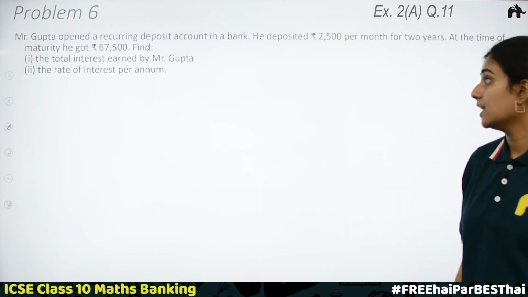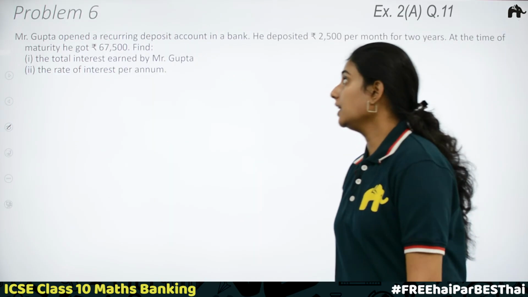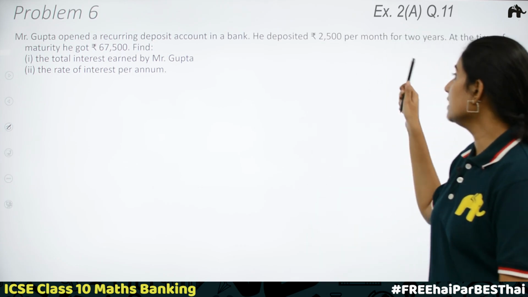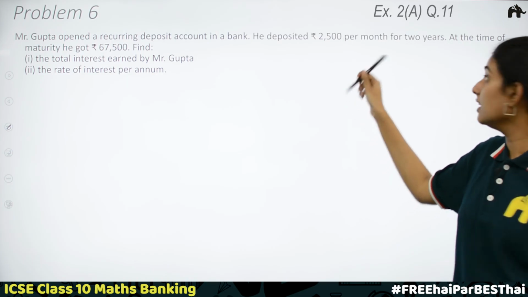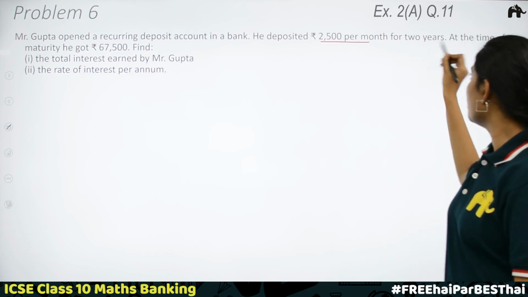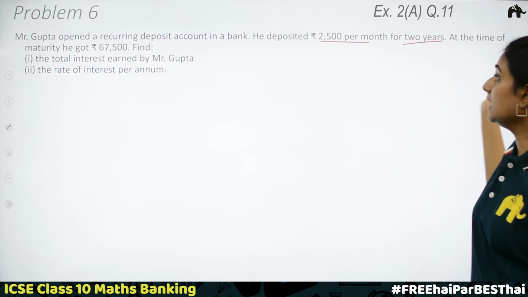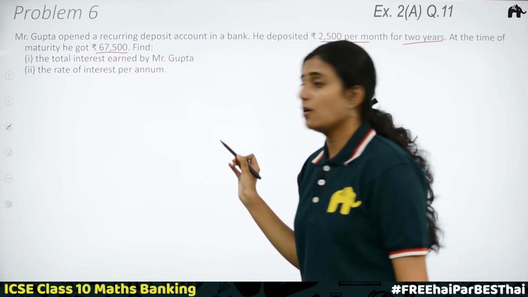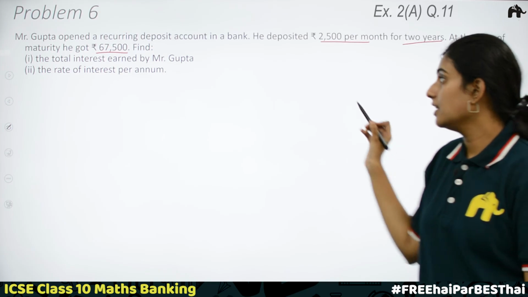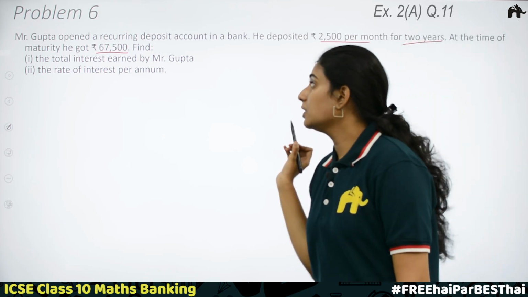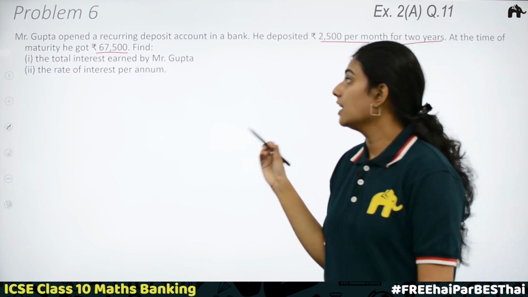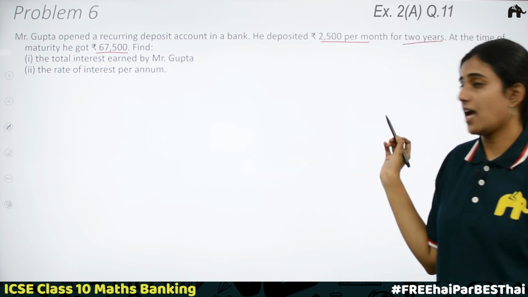Problem 6. Mr. Gupta opened a recurring deposit account in a bank. He deposited rupees 2500 per month for 2 years. At the time of maturity, he got rupees 67,500. Find, first, the total interest earned by Mr. Gupta. Second, the rate of interest per annum.